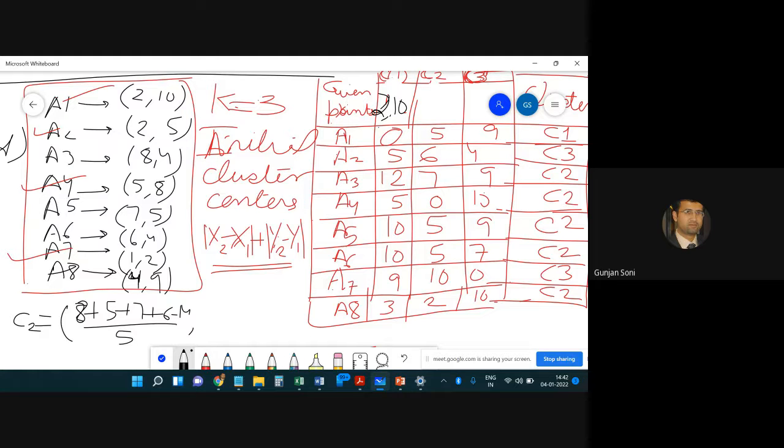What is the second center coordinate? 6 comma 6. And the third is 1.5 and 3.5 something, right? Is it okay? Okay, sir. Yeah.